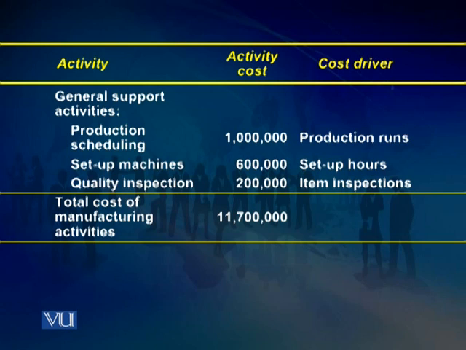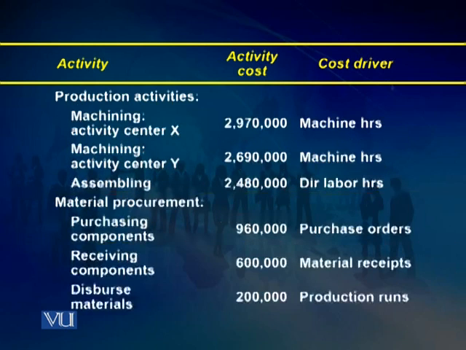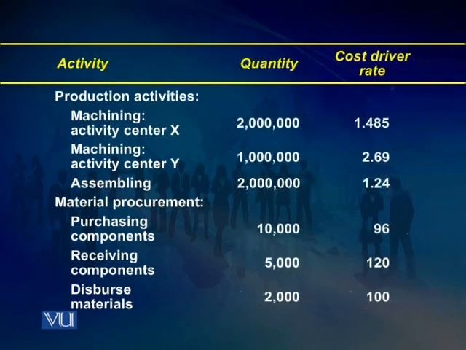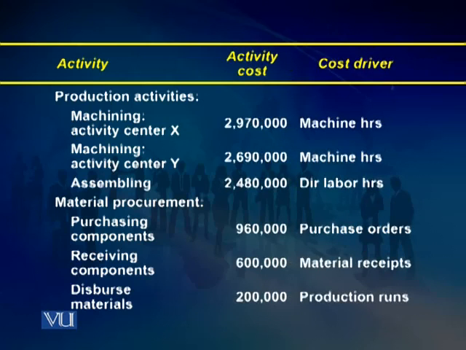For each of these activities, a cost driver has been allocated. So for purchasing component, the cost driver is purchase orders, and therefore 960,000 is the cost allocated to purchasing activity. There are 10,000 purchase orders, therefore the cost driver rate is 96. So under this system, you will have the activities, you identify a cost driver, and then you establish a cost driver rate.